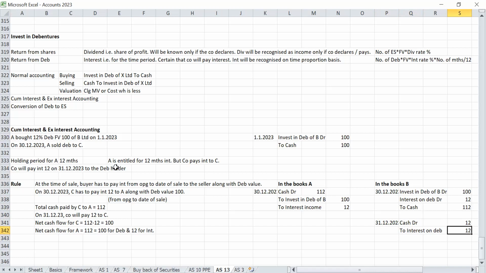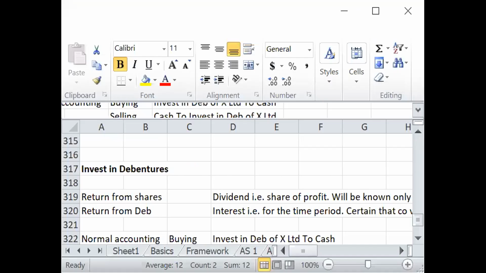Actually, is interest income recognized in the books of A or B? Books of B, sir. Interest income is credited here, then again debited. So the interest is netted off and closed. So we are not at all recognizing interest.